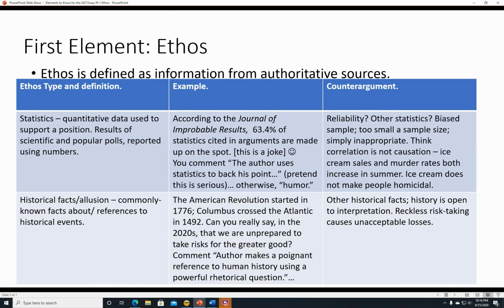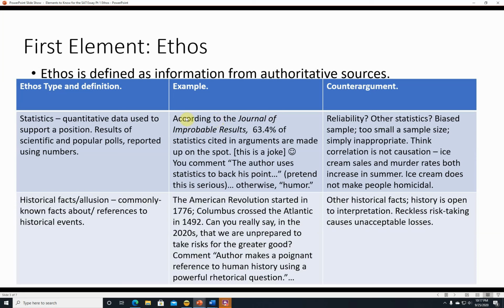All right, so the first element, which is what we're discussing in this video, is ethos. Ethos is defined as information from authoritative sources, or at least some kind of evidence. So we have one type of ethos here, statistics. Statistics are quantitative data, numbers, used to support a position. So they're the results of scientific and popular polls, and they're reported using numbers.